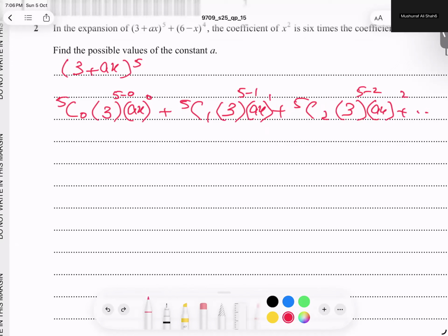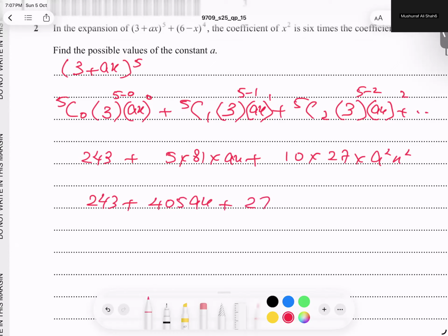5C0 is 1, and something to the power 0 is 1, and 3 to the power 5. 3 to the power 5 is 243. Just for the sake of understanding, I'm doing it. 5C1 is 5, and 3 to the power 4 is basically 81, into ax. And 5C2 is 10, and 3 to the power 3 is 27, and a squared x squared. And I'm just finalizing this one. So 81 into 5, I got 405. 405ax and plus 270a to the power 2 x to the power 2. The first part is done.